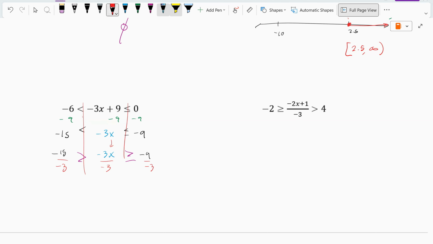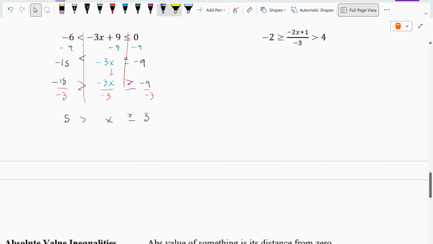What's -15 divided by -3? +5 is larger than x, which is larger than or equal to 3. Does that make sense? Yes, number line. 3, 5, shade between. 3 is a bracket or closed circle. 5 is a parenthesis or open circle. And interval notation: just be careful to write the 3 first, 5 second, bracket around 3, parenthesis around 5.